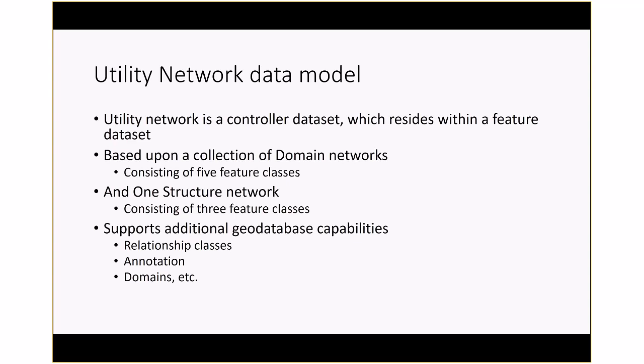Now, what Eric showed on the one slide is, as each domain network is added to a utility network, 5 feature classes are created. And those are what you interact with via the layers in the applications. And then we have the one structure network. And again, remember, these are just a feature dataset, feature classes. Therefore, we can have feature-linked annotation, we can have relationships, domains, all the other behaviors of a geodatabase.